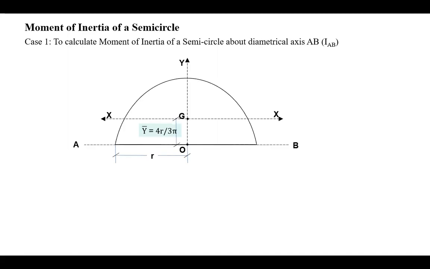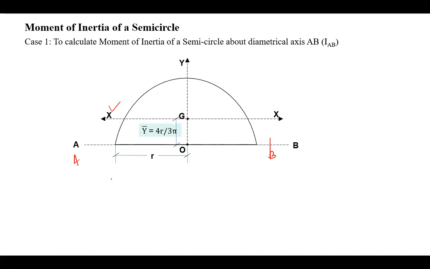Next, let us consider the moment of inertia of a semicircle. To calculate the moment of inertia of a semicircle, same thing, we will have to consider the central axis AB. Actually, the moment of inertia about the central axis is Ixx, and it cannot be found out very directly. So we'll find the moment of inertia about AB, and then we'll calculate the moment of inertia about the central axis, which will be simpler.